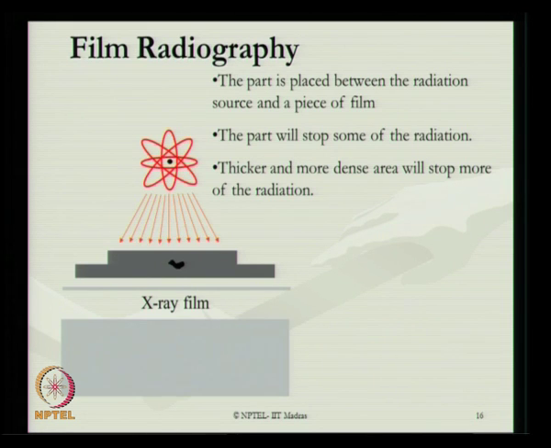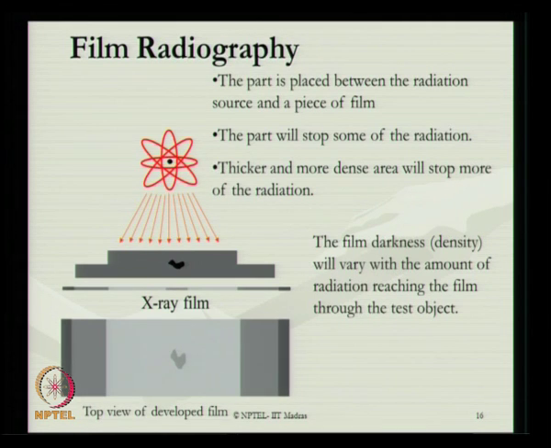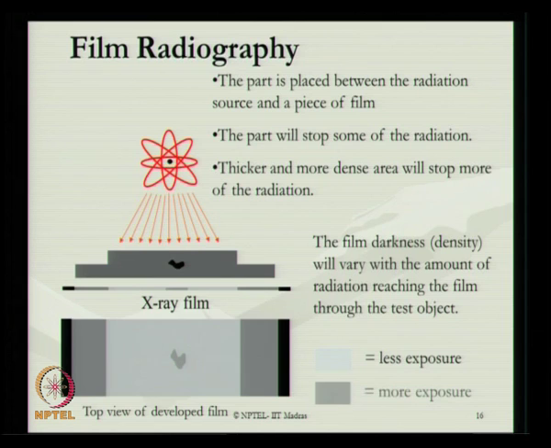People also use what we call film radiography. The part is placed between the radiation source and a piece of film. You can see here, this is my damaged part which I am interested in, this is my radiography source and this is my X-ray film. Depending upon the defect in the part, some of the radiation will be trapped in the part; the thicker and denser areas will stop more of the radiation. The film darkness, that is the density, varies with the amount of radiation reaching the film through the test object, depending upon whether the test object is less exposed or more exposed, and I can easily detect the defect in the material.